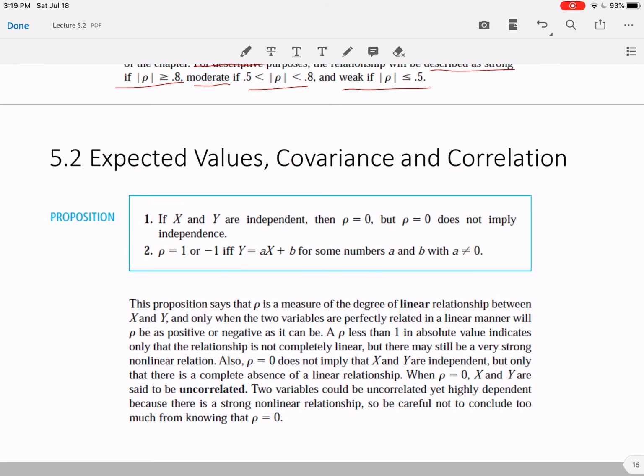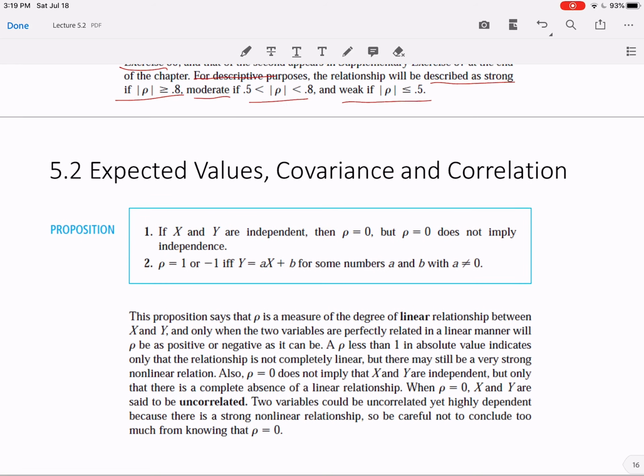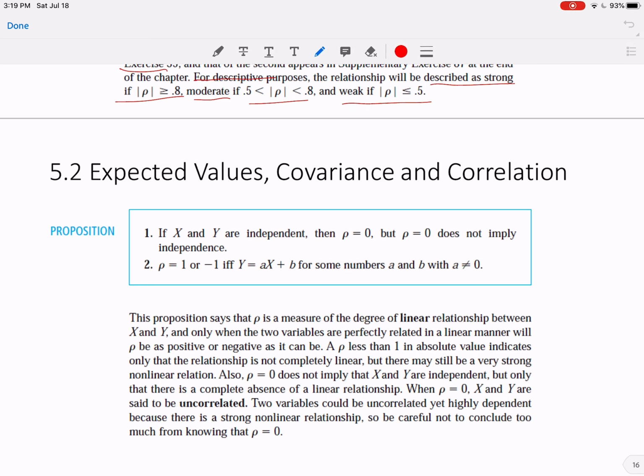All right, so once this is clear, let's take a look at this proposition. This is the very last part of this video. If x and y are independent, then rho is 0. But rho equal to 0 does not imply independence.